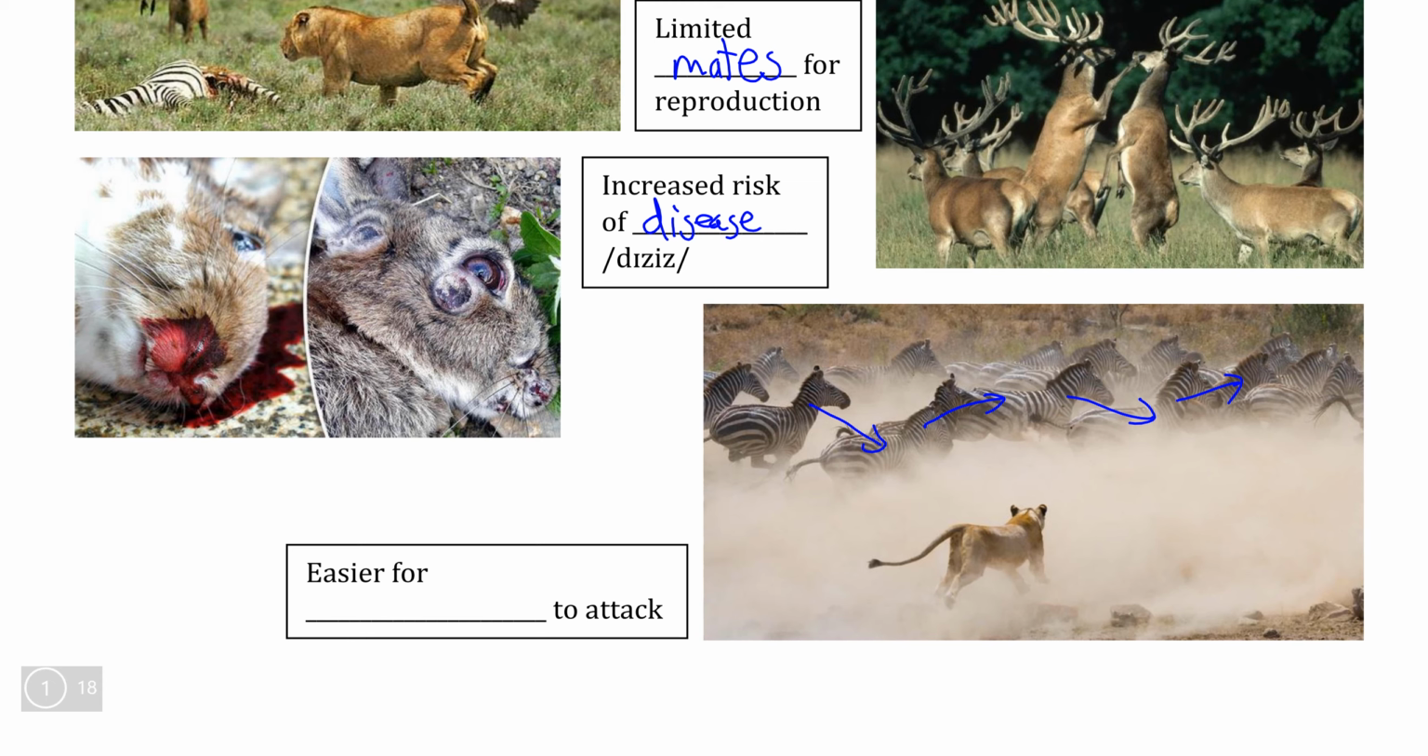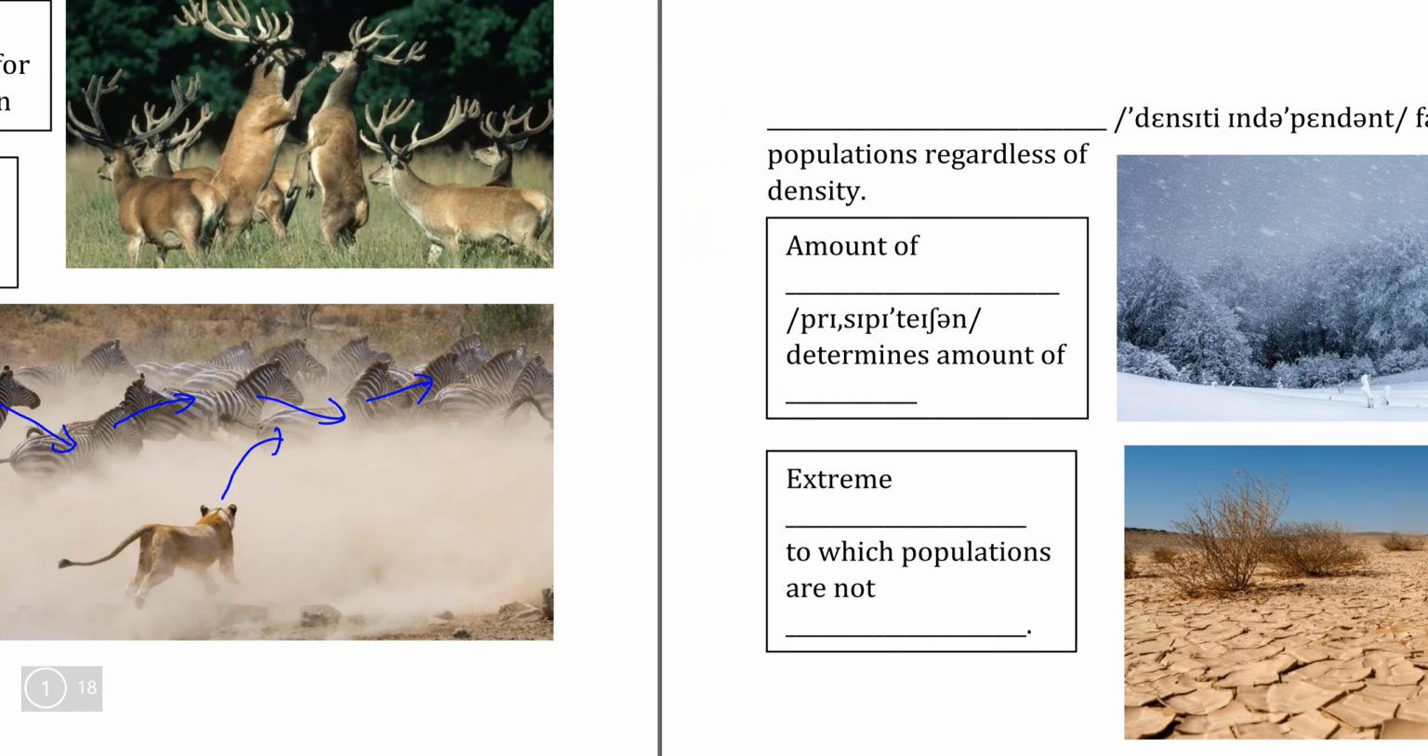Large populations in a small geographic area also mean that it's much easier for predators to attack this population and kill members of the population for food.